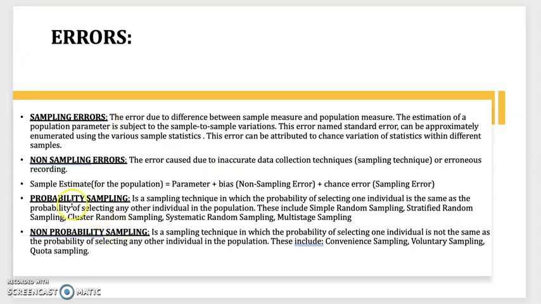Some error also comes from probability sampling. What is probability sampling? It's a sampling technique in which the probability of selecting one individual is the same as the probability of selecting any other individual in the population. That's what we say: you need to make sure every individual being selected has the same chance. That includes simple random sampling, stratified random sampling, cluster random sampling, systematic random sampling, and multi-stage sampling.